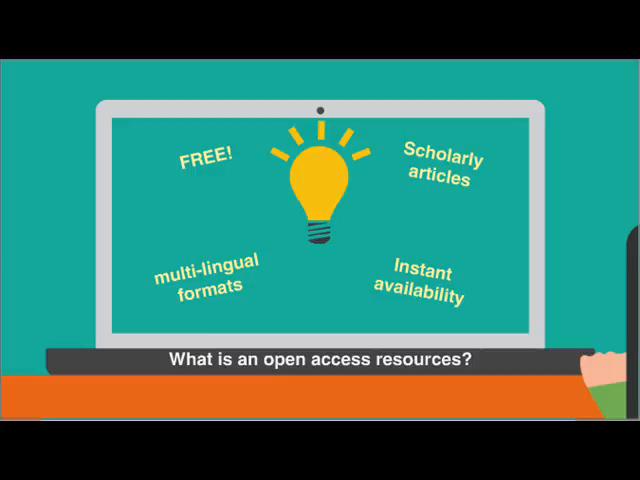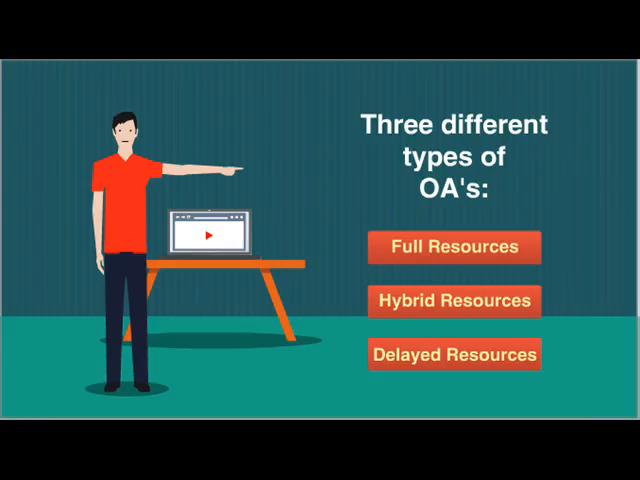Open access resources are multilingual, scholarly articles that are freely available online. Some are considered credible, while others lack the strict process due to peer review and contain plagiarized text or documentation. There are 3 different types of open access resources: full or gold resources, hybrid, and delayed or green resources.